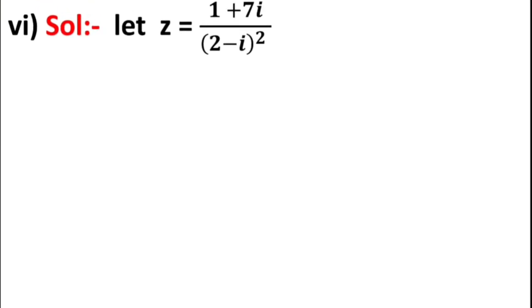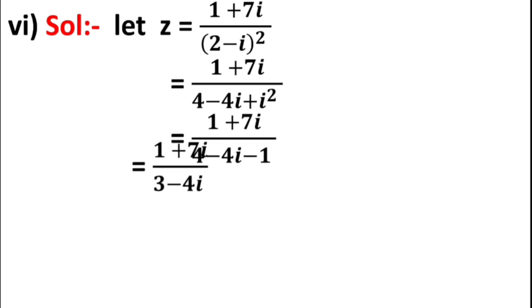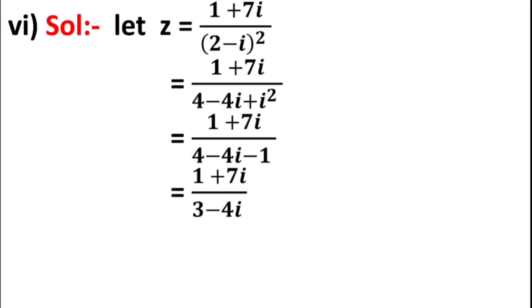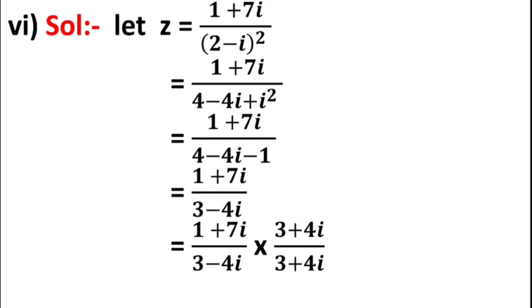Let z is equal to 1 plus 7i upon 2 minus i the whole square. First you have to expand the denominator by using (a minus b) the whole square. See, it is 2 minus i the whole square, that is 2 square is 4 minus 2 into first term into second term, that is minus 4i, plus i square. Again substitute the value of i square, that becomes minus 1, means 1 plus 7i upon 3 minus 4i. Then multiply and divide by the conjugate of 3 minus 4i, that is 3 plus 4i.